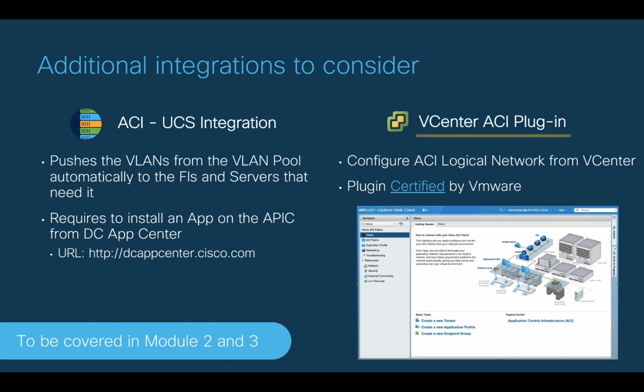And two, there is a plugin you can install on vCenter that allows the VM admin to configure the logical configuration on ACI while providing visibility into the physical network as well. These are all optional, and we'll cover them in more detail in other chapters.